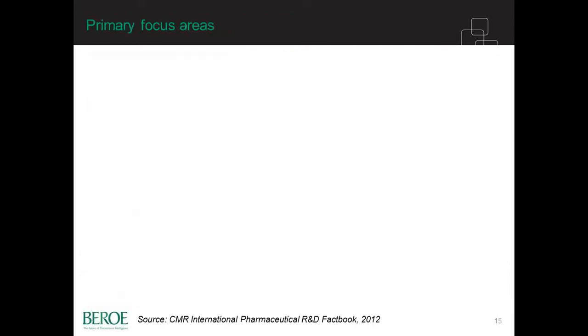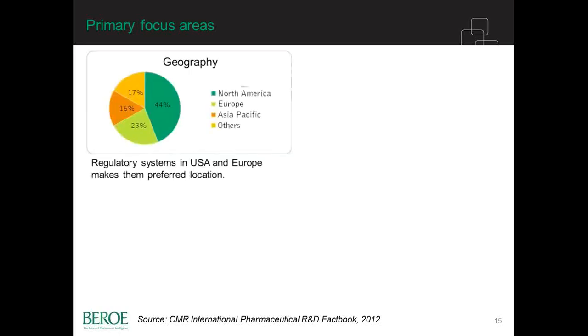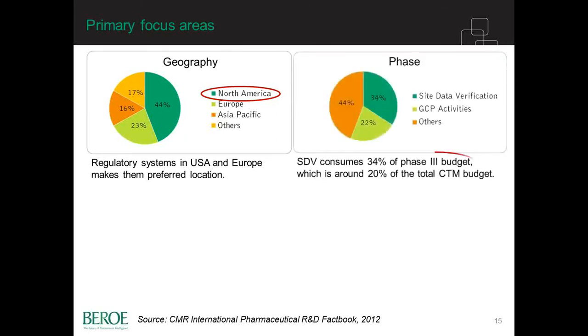Great, Mr. Mo, and I believe that IT systems are certainly going to enable risk-based modeling to function effectively. Then we tried to look into a couple of areas which could be primary focus areas for the industry. Of course, the first would be the geography where most of the trials have been happening, and it's North America, especially the USA, which covers 44% of the trials. At the same time, the CRA workload is also higher in this region compared to the rest of the world, followed by the phase in which it should be applied.